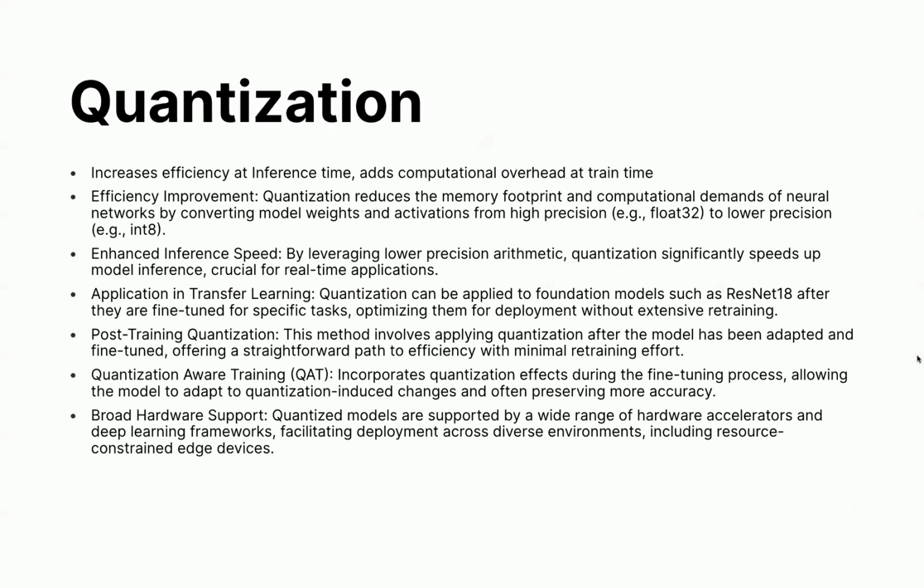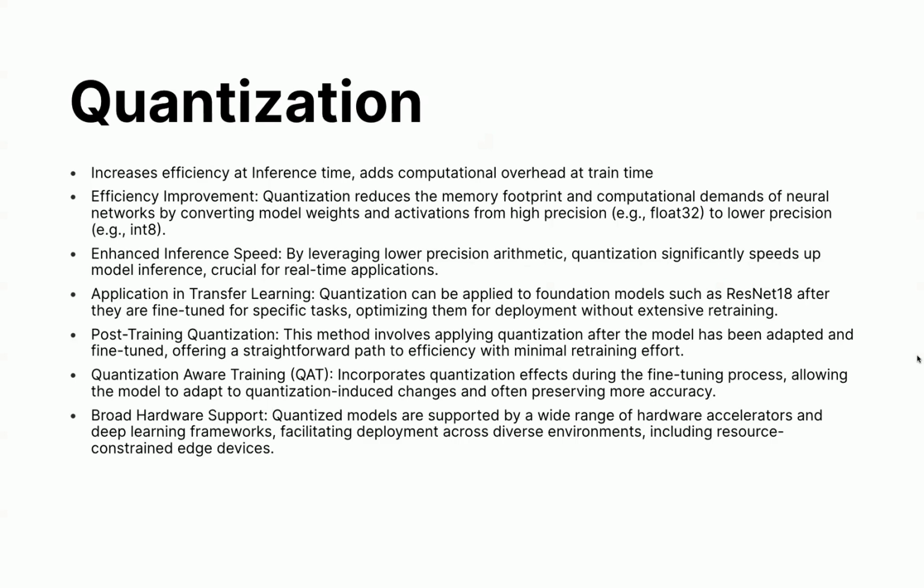Quantization is another consideration. This gets back to the idea of looking at data types. By reducing data types, the way we talked about earlier, that's probably more efficient. Quantization is a way of reducing inference time and making the model more efficient at inference. It's not really useful for training because it actually adds computational overhead at train time, but it reduces the memory footprint and the computational demand of the neural net by converting the model weights and activations from high precision float32 to even smaller representations like int8.